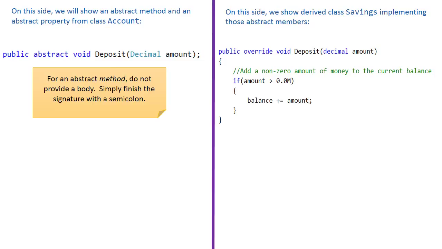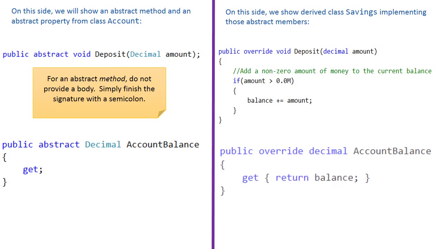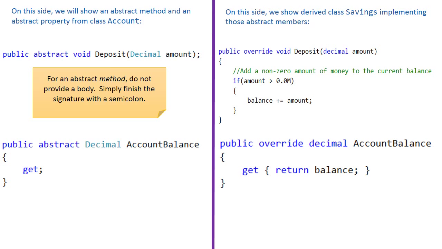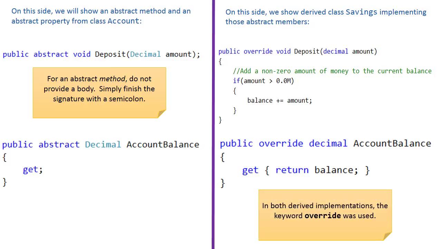And here we show class savings providing its implementation of method deposit. The keyword override is very important. You'll have to specify it. And this is our abstract property account balance that has a get accessor with no body. And this is class savings implementation of it. And here it simply returns the balance. In both implementations, the keyword override was used.